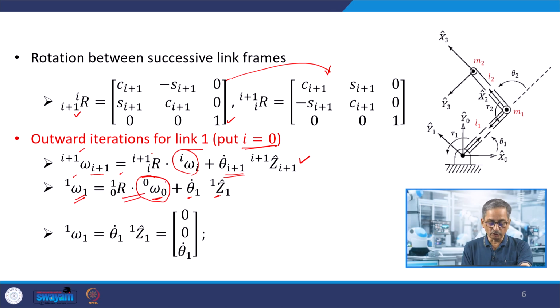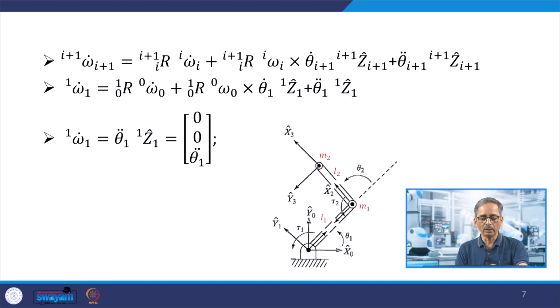So, there is not going to be any contribution from this term, and this term, as we have seen in our discussion earlier, is nothing but the z component that exists here. So, this value is going to be 0, 0 and theta 1 dot. So, this is omega 1 in frame 1, that is the angular velocity of the first link expressed in terms of the first link. Okay, let us find out the angular acceleration.